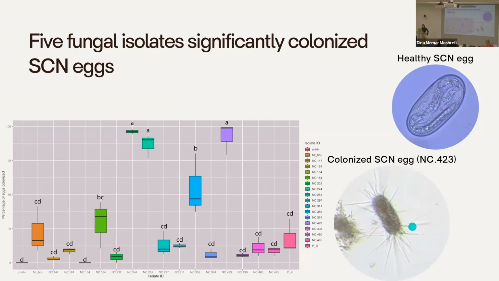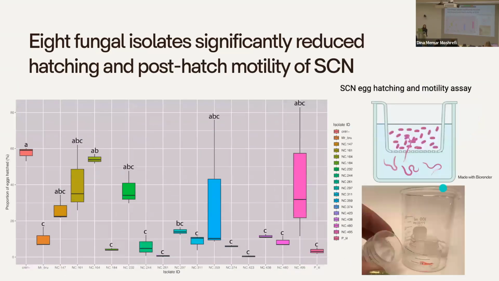So this is an example of one of our isolates, isolate NC423, here in the graph. And what I'm showing in the graph is the percentage of eggs that were colonized in our test. And we found that 5 of our fungal isolates significantly colonized soybean cyst nematode eggs in this assay. But we know that colonization alone is not the only strategy that these fungi can use to predate or parasitize nematodes, or eat them.